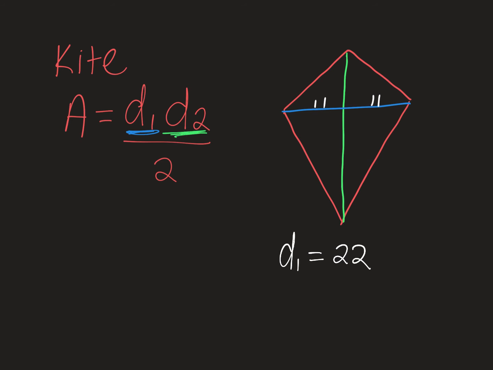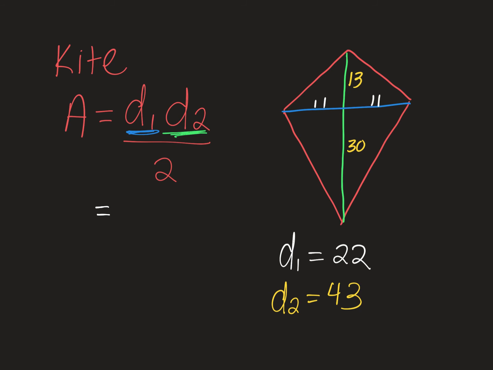Then they would give you, let's say this piece is 13 and this piece is 30. So again, you would have to add those together to get diagonal 2. So that would be 43. All right, did everybody see what I did? A lot of times you're going to have to add those pieces together before you multiply. So I added 13 and 30 because those are the 2 pieces of the green one. And now we will take these 2 numbers, multiply them together, and then divide by 2.